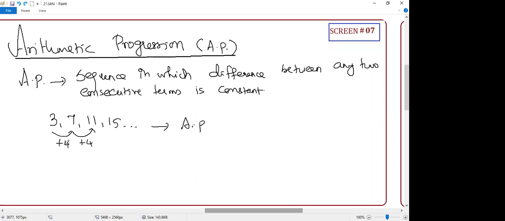Here you are adding plus 4, plus 4. Instead, if you are multiplying, for example 2, 4, 8, what is happening? Into 2, into 2. So then this is called a GP. Clear or not? Right. Yes, sir.